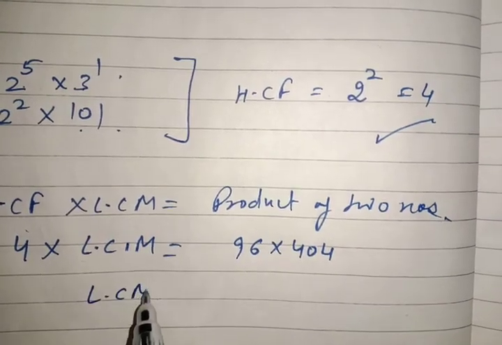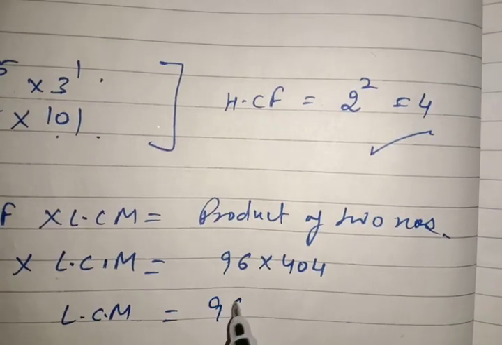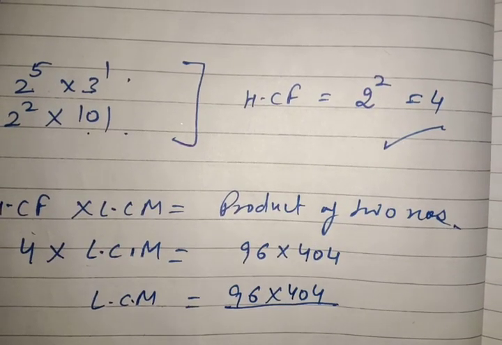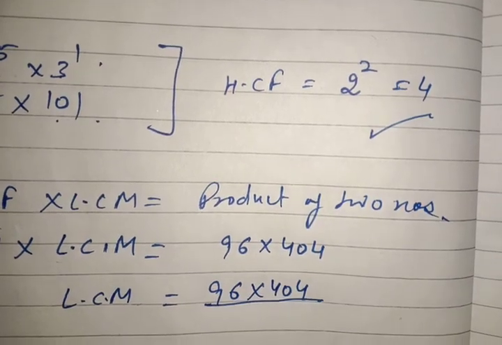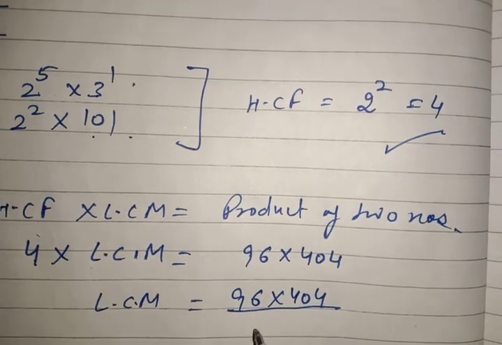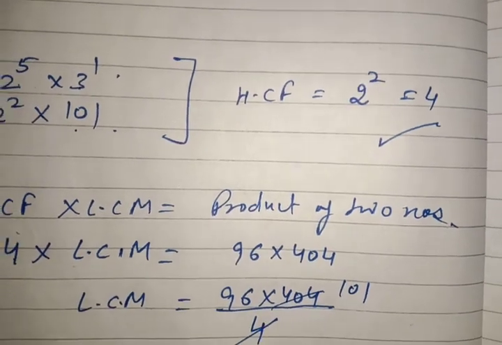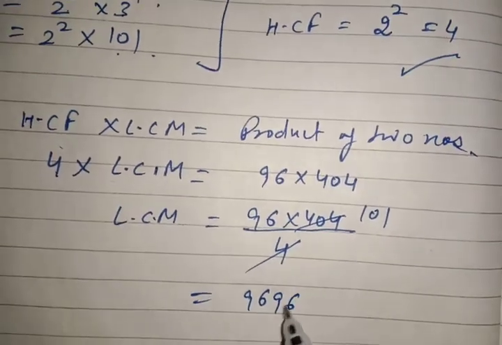Be careful in the exam. If the word hence is there, it means you need to use the previous answer. Whenever the word hence is there, the question has 2 parts. Divide this by 4, multiply this, it is 101. When you multiply 96 with 101, you will get 9696.